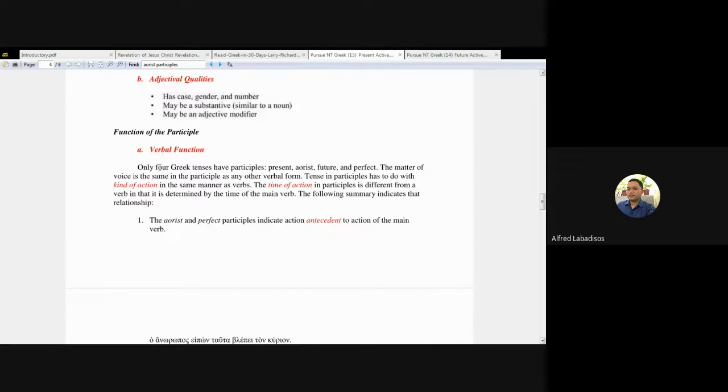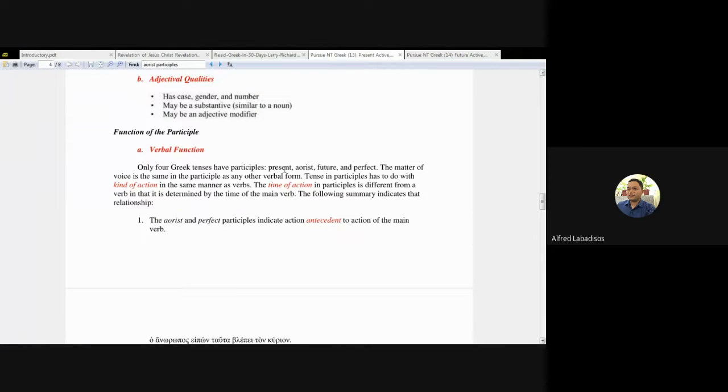Only four Greek tenses have participles: the present, the aorist, the future, and the perfect. We don't have the imperfect. The matter of voice is the same in the participle as in any other verbal form. Tense in the participle has to do with the kind of action, in the same manner as verbs. Remember the tenses. What are the tenses?